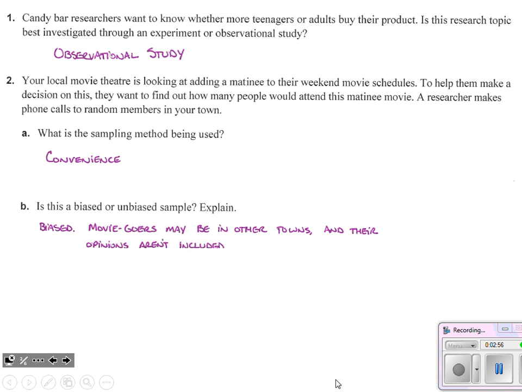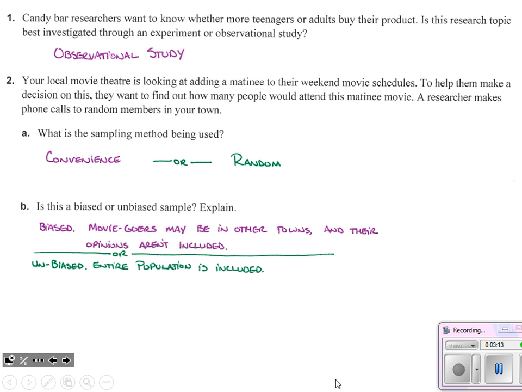Okay, now let's go back and see how else we could have interpreted that. We could have said, oh, that's just a random sampling of people in the town. Maybe the town is the population that they're looking at, not a bigger area. In that case, it would just be a truly random sample. And if it were a random sample, then it would not be biased because we're including the entire population. And again, the difference between those answers is just whether we perceive that movie theater calling the population the surrounding area or just within that town. That determines those two answers, but either of those are going to be correct in my opinion.